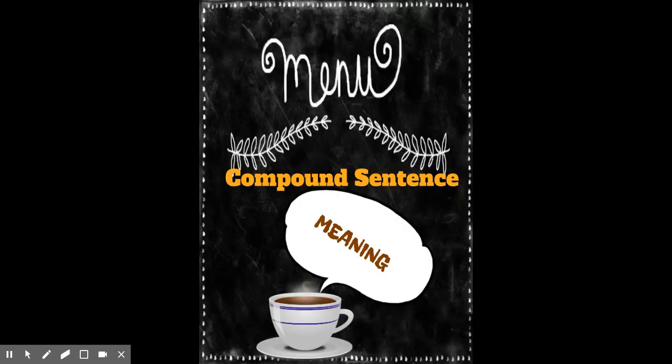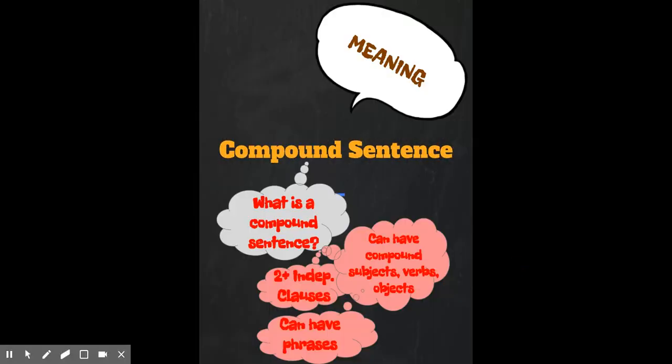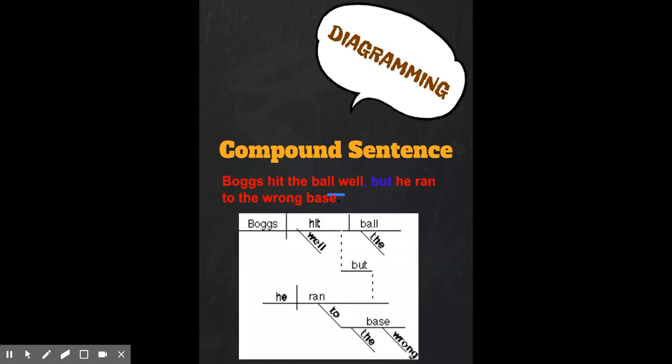All right, let's go to the compound sentence. A compound sentence has 2 independent clauses. Simple has 1, compound has 2. Again, they can have compound elements, phrases, and modifiers, but a compound sentence is where you are connecting 2 or more independent clauses. So an example of a compound sentence is: Boggs hit the ball well, comma, but, there's our conjunction to our second independent clause, he ran to the wrong base.